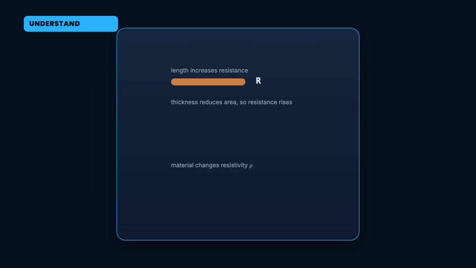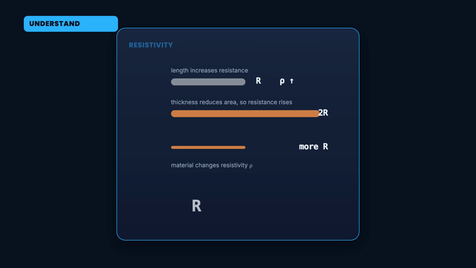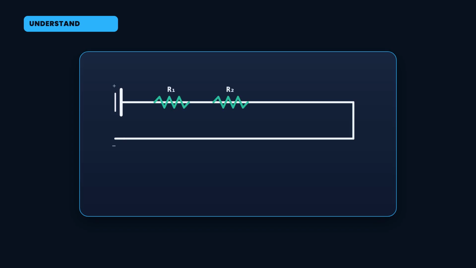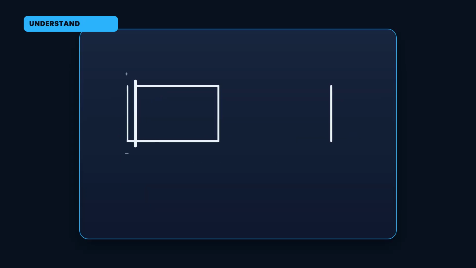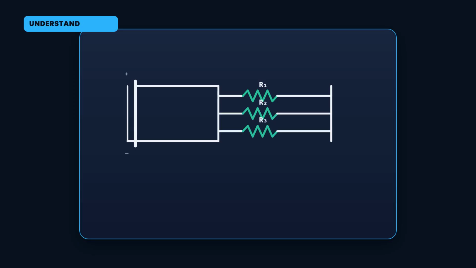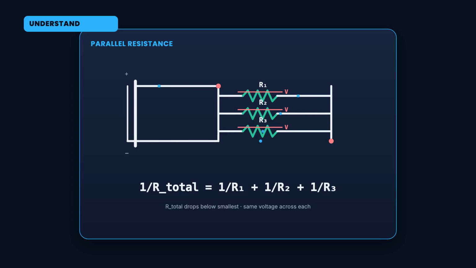Resistance depends on 3 things. A longer wire resists more, a thinner wire resists more, and the material, called resistivity, rho. So R equals rho L by A. Join resistors end to end in series, and resistances simply add, with the same current through each. Join them side by side in parallel, and the total drops below the smallest, with the same voltage across each. Series adds up, parallel drops down.